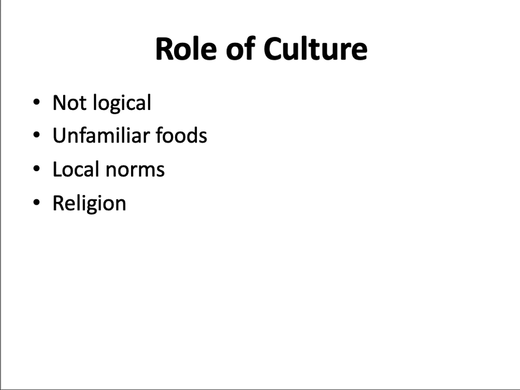All right, the role of culture. What people will eat is determined by a combination of personal experience and cultural beliefs. It has little to do with logic and everything to do with what we believe is food. Unfamiliar foods may be dangerous or poisonous, so avoiding them is adaptive for survival.